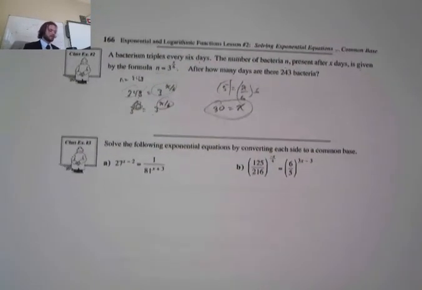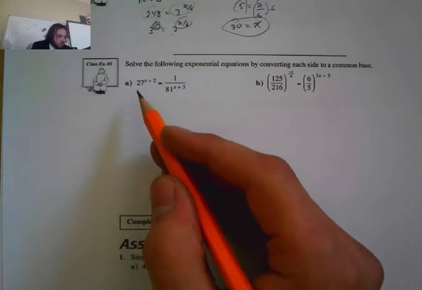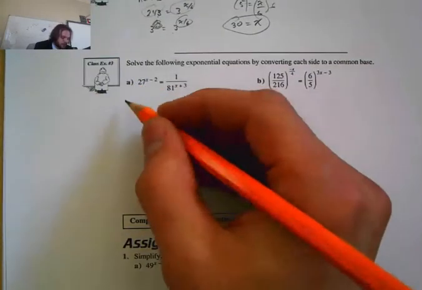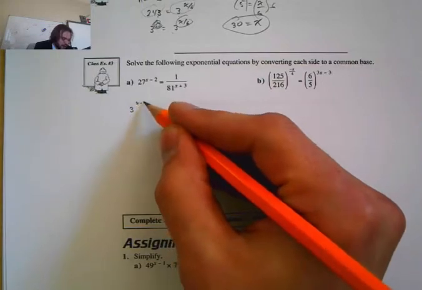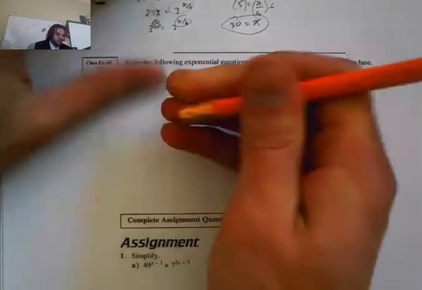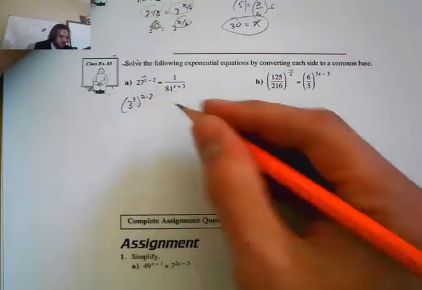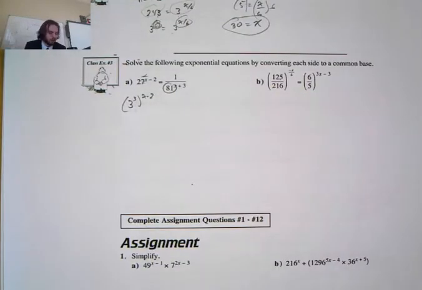Let's take a look at class example number 3. Solve the following equation by converting each side to a common base. Well, looking at this here, now that we're clear, we have 3 to the power of 3 is equal to 27. So 3 to the x minus 2, I'll rewrite that so it looks nicer. So 3 to the 3 x minus 2. Now this here is the same as 3 to the power of 4.